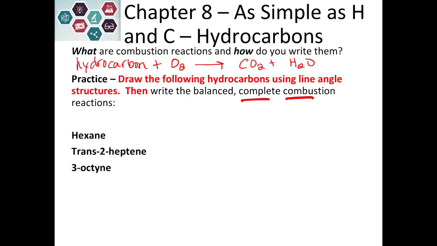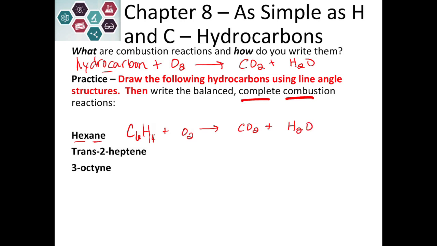Here we're given names. That means we first need to come up with the formula for the hydrocarbon. So hexane is 6 carbons for the hex. ANE means it's the 2N plus 2. So that means we will have 14 hydrogens. I know the other reactant is always oxygen, and my products are always CO2 and water.